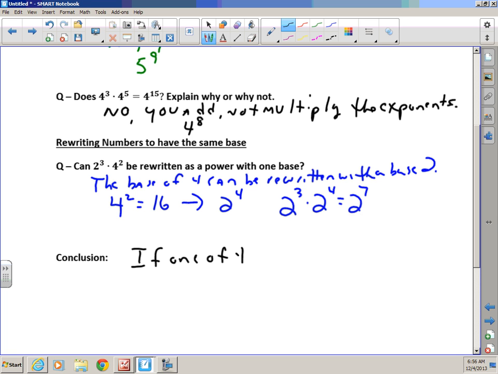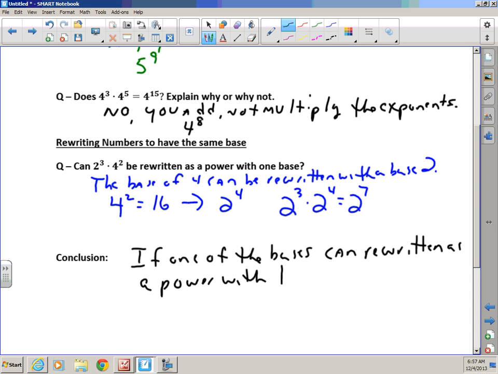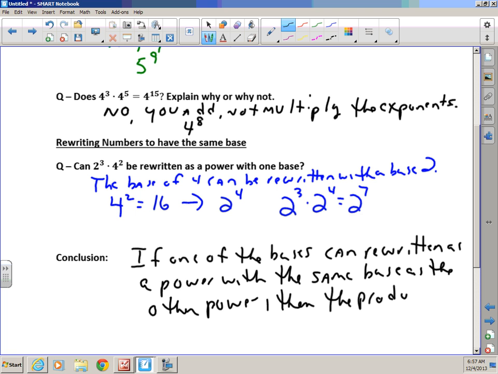So, if one of the bases can be rewritten as a power with the same base as the other, then the product can be rewritten as one power.